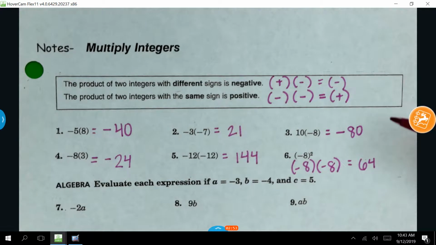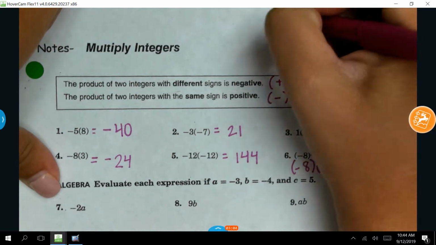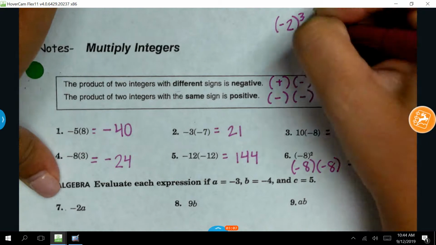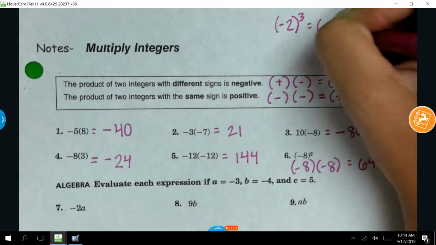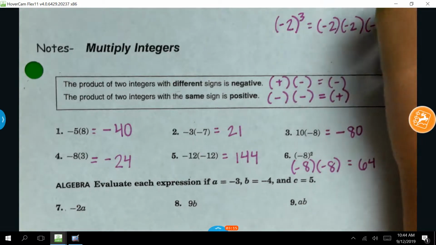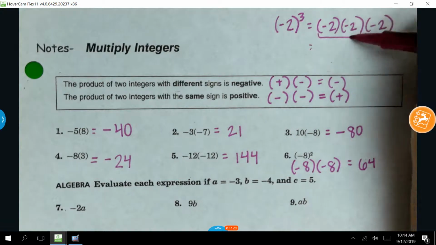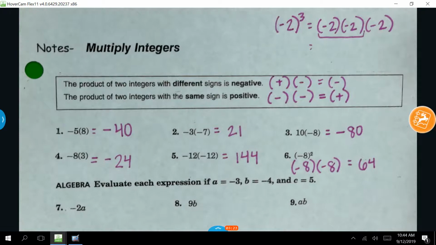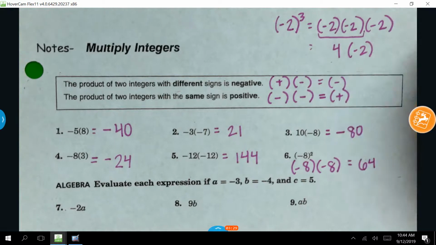So if it's a negative number squared, that means it's always going to be positive. What about if you have negative 2 cubed? That means I'm multiplying negative 2 how many times? 3. So it means I have negative 2 times negative 2 times negative 2. So I multiply the first two, which gives me positive 4. And then you can't forget about that last negative 2. So 4 times negative 2 gives me negative 8.